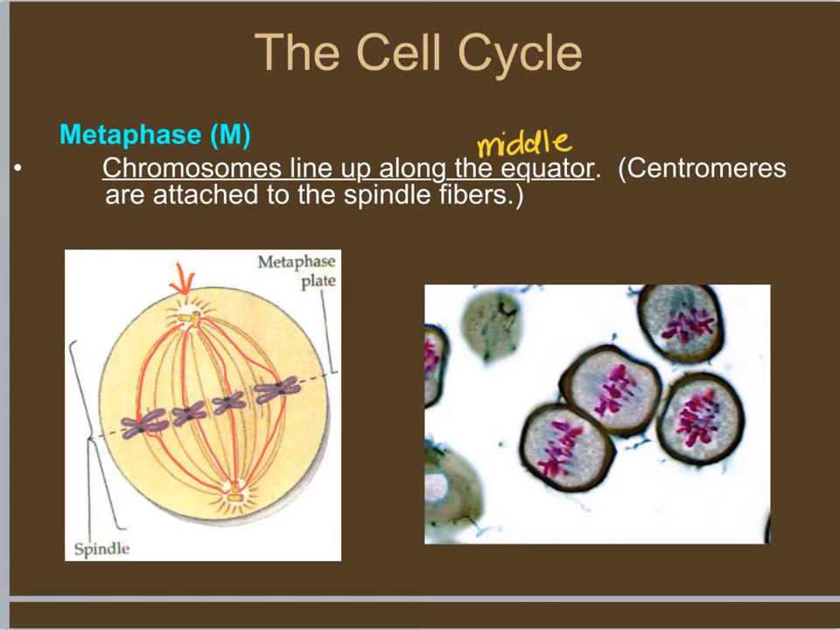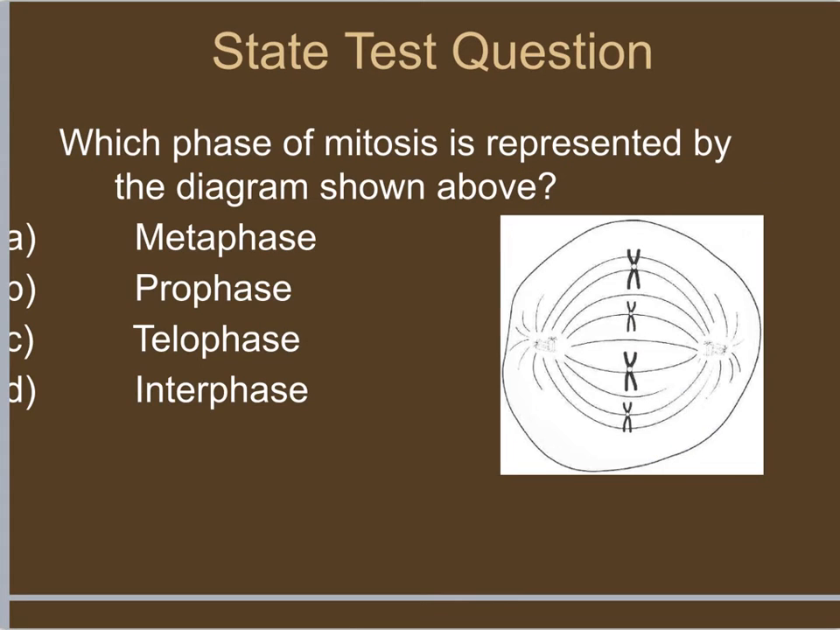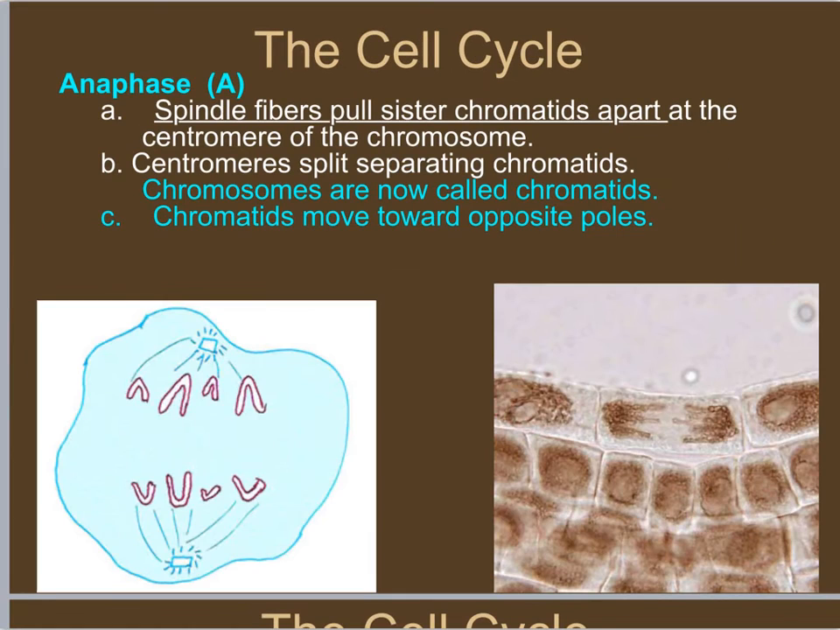And if you look here, we've got some cells going through metaphase. Which phase of mitosis is represented by the diagram shown above? Hopefully you picked metaphase because it's lined up in the middle. All right, then you have ana. Ana means across.